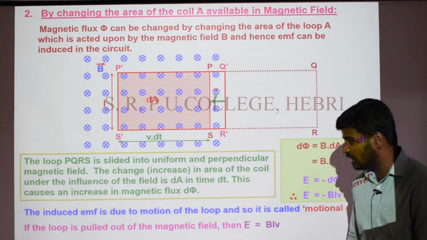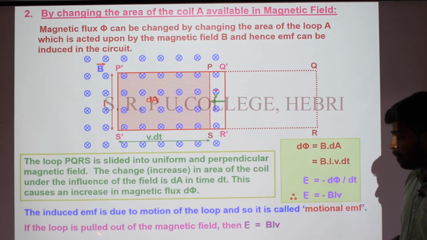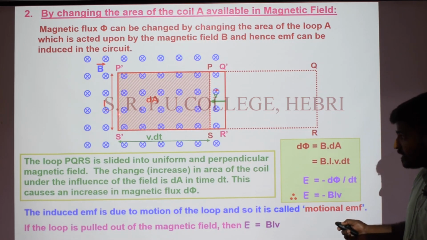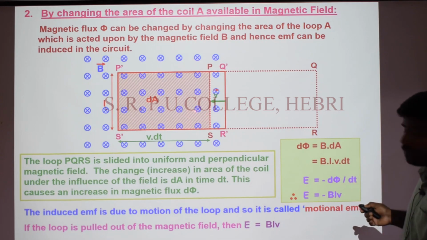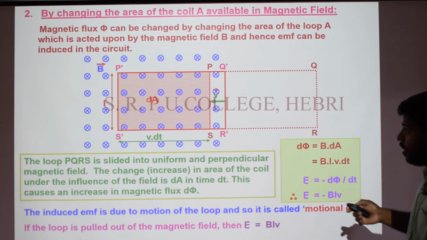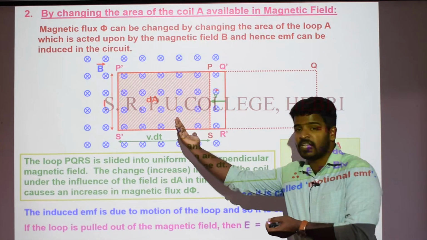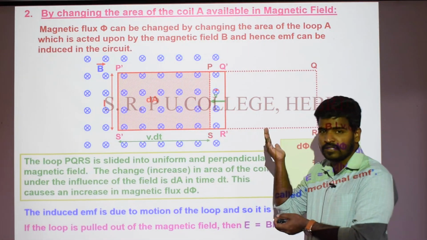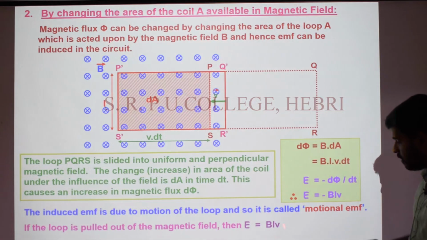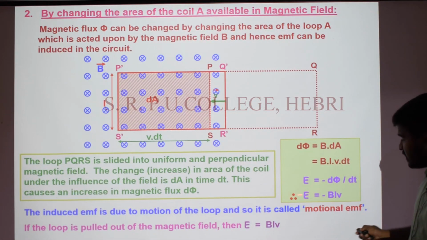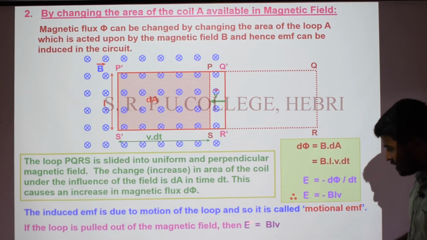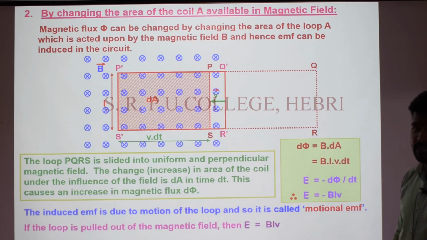Along with this, see here, if the loop is pulled out of the magnetic field, that is, if the loop is moving away from the magnetic field region. See, if the same loop is considered into the magnetic field region, and the same loop is now brought out from here, then the expression for that will be just opposite to the first one. E is equal to minus BLV becomes E is equal to plus BLV.